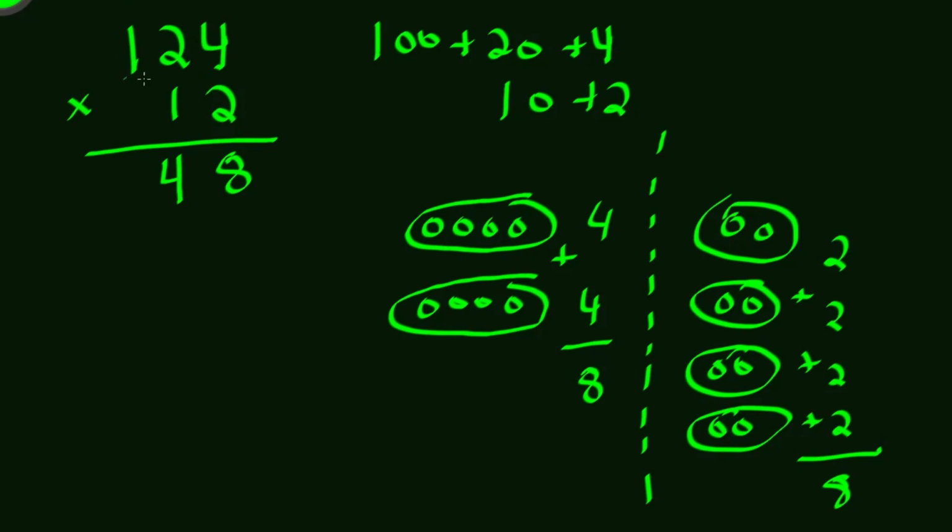Moving along, now we're going to multiply the hundreds. 2 groups of 100 equals 200. I put a 2 there. Or 2 times 1 equals 2, and I put a 2 there. So 2 times 124 equals 248. Now we need to move over to the tens column.